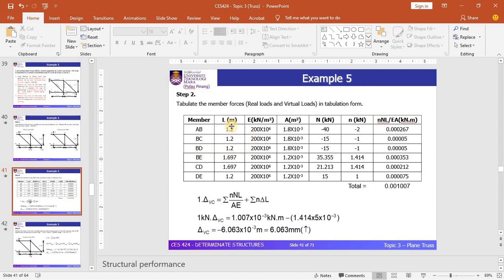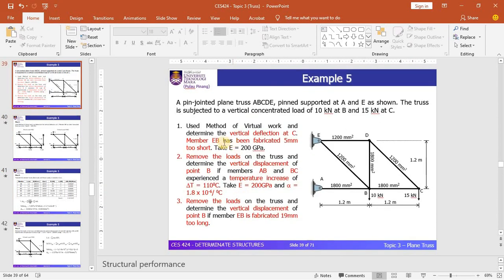The members in this truss have different lengths, so we can tabulate them in this column. And this is the value of internal forces based on the real diagram, and this is the internal forces in a member based on the virtual diagram. As usual, find the numerator part of the equation, given by this value 0.001007, and divide by AE, which is the axial rigidity of the truss structure system. So this problem is about the vertical deflection at joint C.